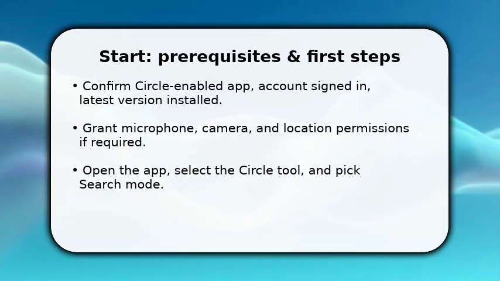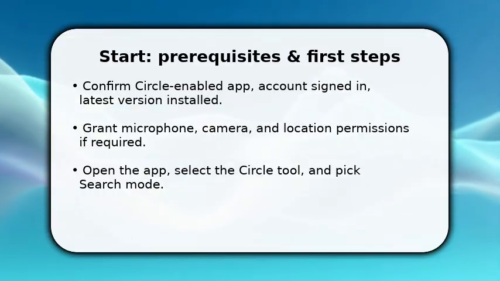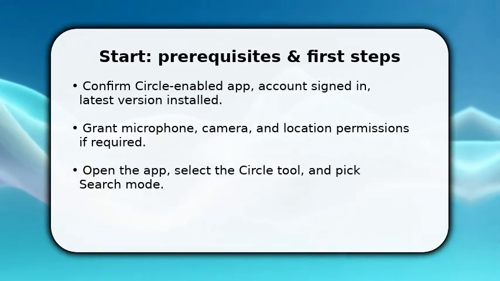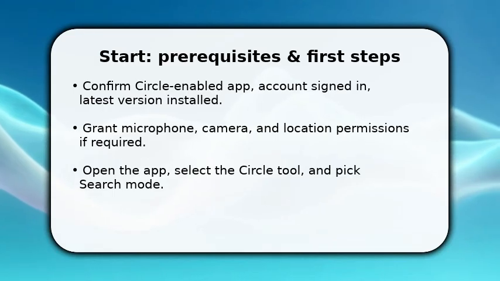You begin by ensuring the app and account are ready. Once done, make sure you have granted required permissions so features work. Open the app and go directly to the circle tool. You want search mode selected.